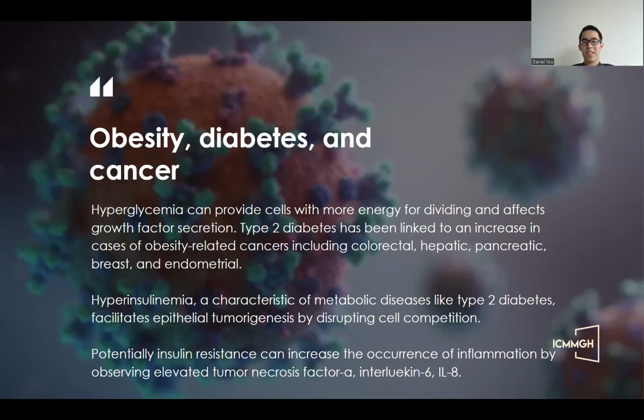Hyperinsulinemia, a characteristic of metabolic diseases like type 2 diabetes, facilitates epithelial tumorigenesis by disrupting cell competition, although the direct mechanism between insulin resistance and inflammation in the body remains unknown. In individuals with diabetes and insulin resistance, inflammation markers such as tumor necrosis factor alpha, interleukin 6, interleukin 8, and C-reactive protein have been observed to be elevated, indicating the presence of inflammation, which can potentially cause cancer.